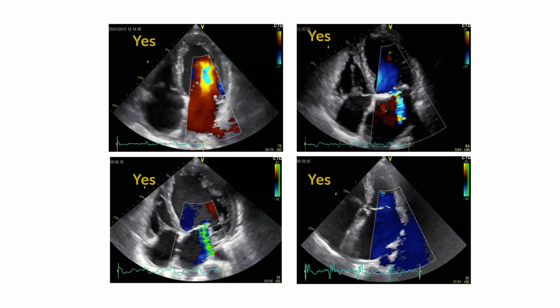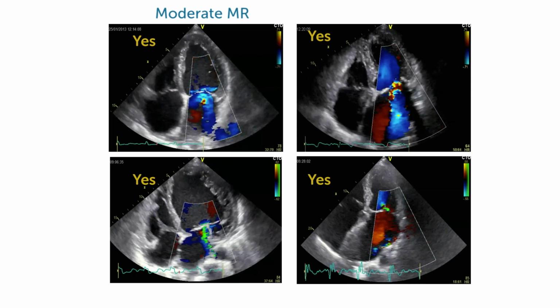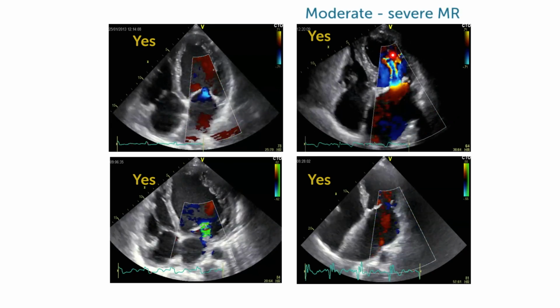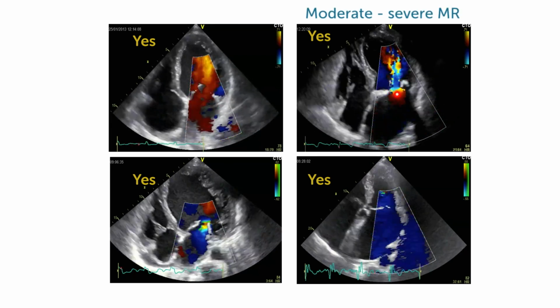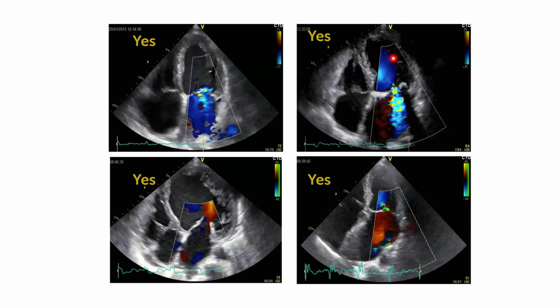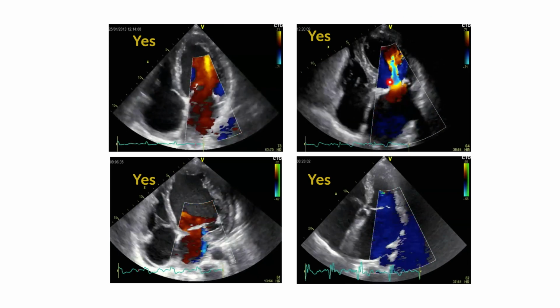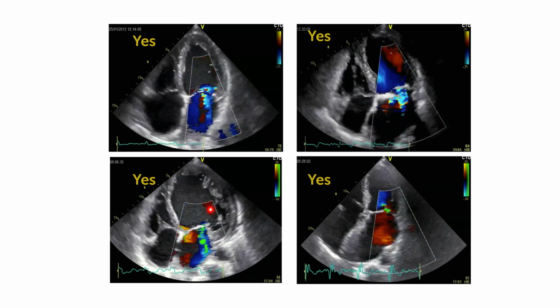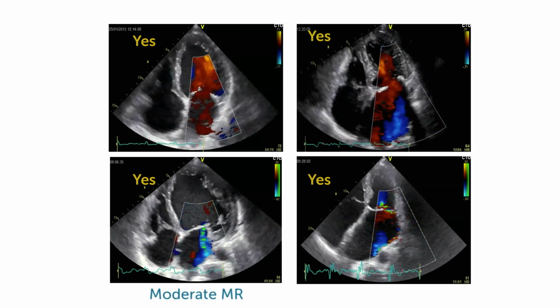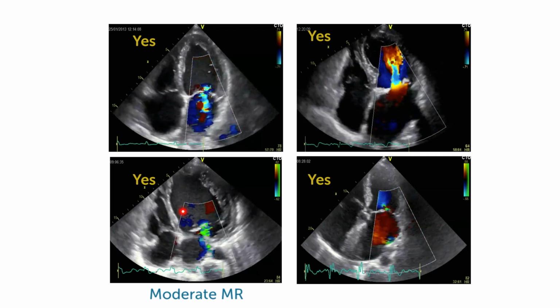Here I would quantify it as moderate. This is probably a little bit more than moderate. You can see that the patient also has some degree of mitral stenosis. There is a candle flame phenomenon here. Remember, we learned that in the previous chapter. This is a broad jet, patient with dilated cardiomyopathy.